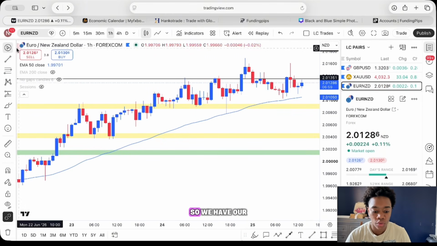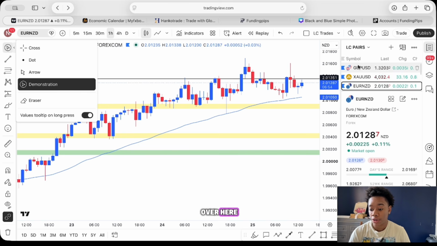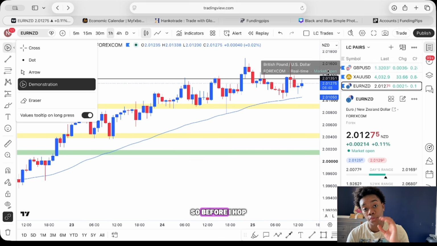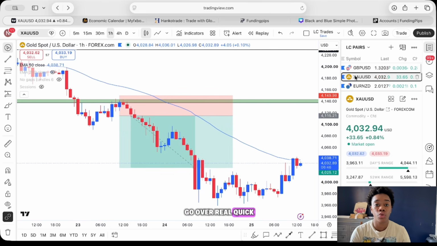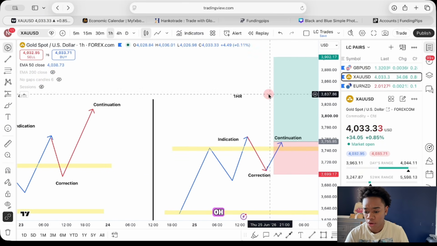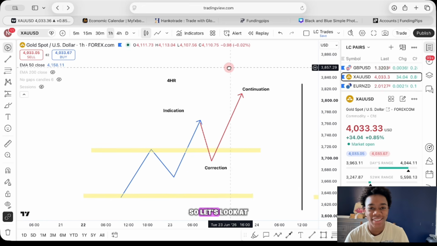Alrighty, guys. So we have our 3 very beautiful examples over here that I'm going to get into in a few seconds: GBPUSD, gold, and EURNZD. Before I hop into that, I just want to go over real quick exactly what ICC is. I made a cute diagram over here for you guys. So let's look at it.